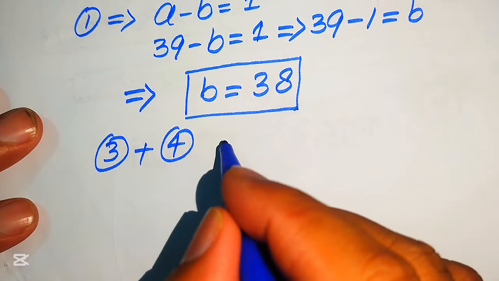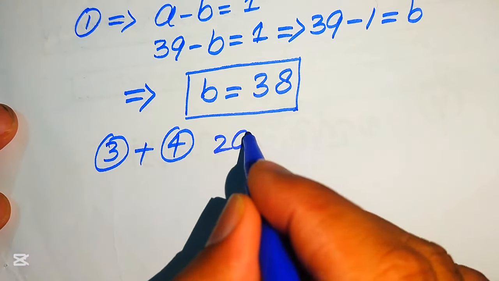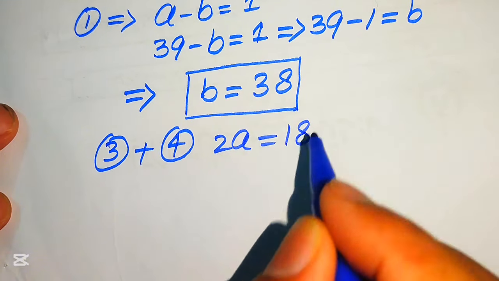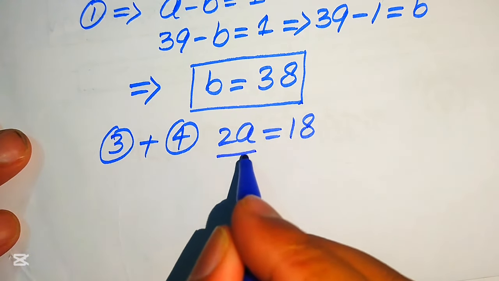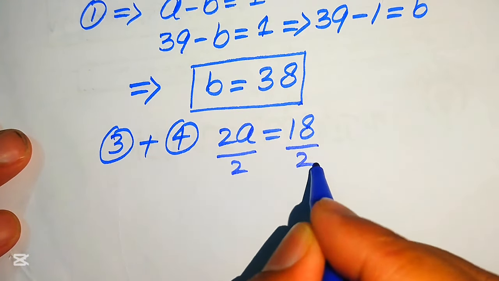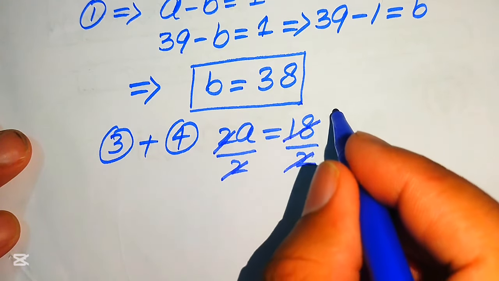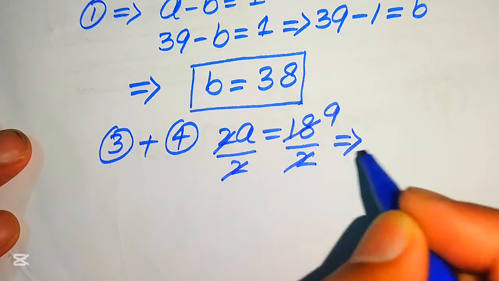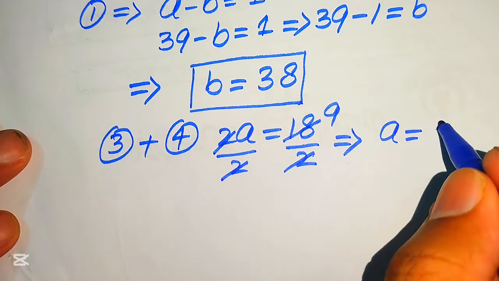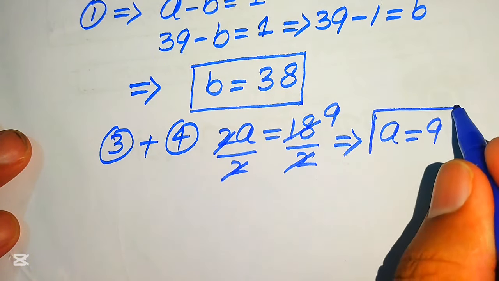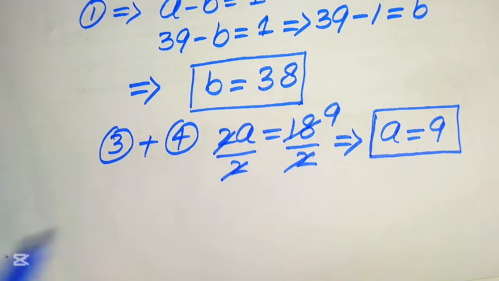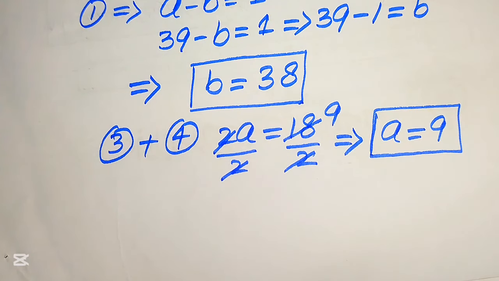So after adding these two equations, we obtain 2a equals 18, and for the value of a we need to divide both sides by 2. This 2 is cancelled out by this 2, and 2 nines are 18. So from this case we get a equals 9, and you again see that this value of a is also a positive integer.